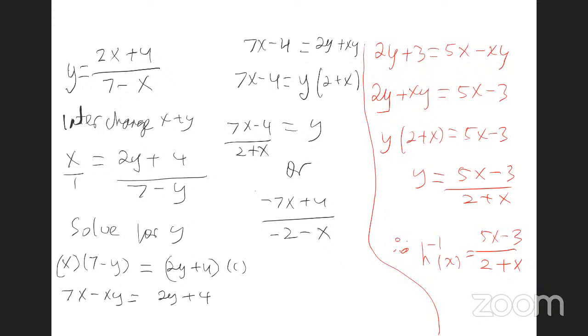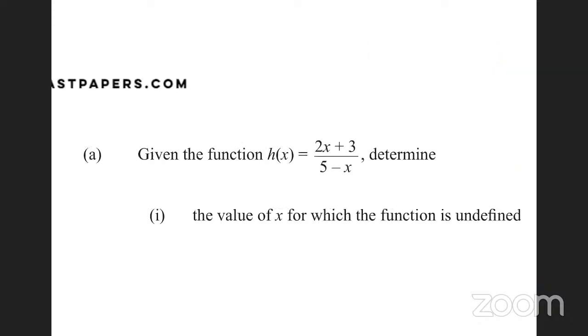Y equals 7x minus 4 divided by 2 plus x. All right, so yeah, when you got that right, you just switch around. All right, good.